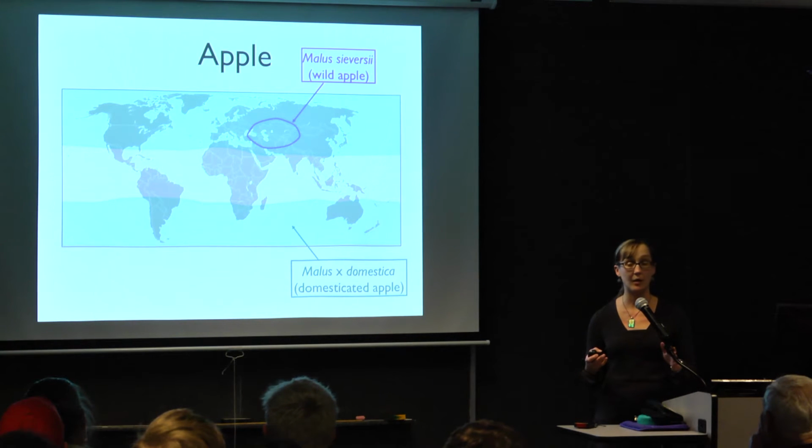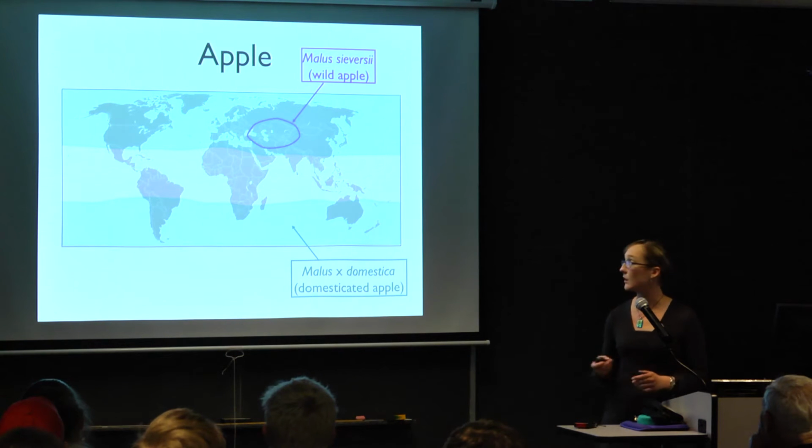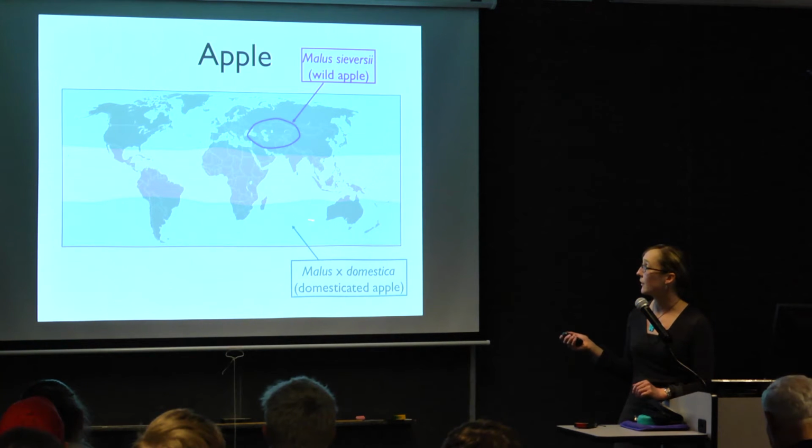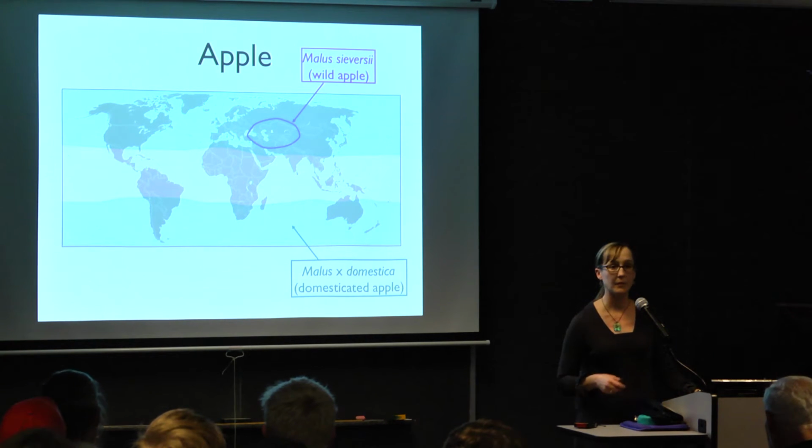It's farmed in temperate regions of the northern and southern hemisphere. You guys grow a lot of apples here. We grow a lot in Minnesota. There's also great apple production systems in South Africa and New Zealand and different countries in South America.